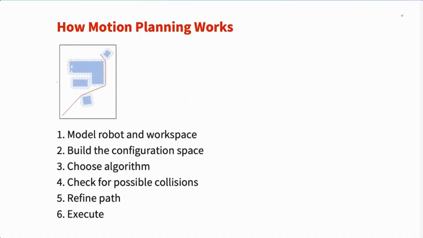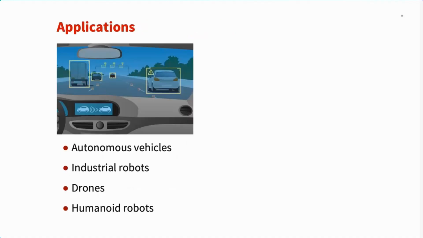Now let's talk about how motion planning works. So first, we need to model the robot and the workspace. From then, we need to build the configuration space, choose an algorithm, check for possible collisions, refine the path, and then execute the path and possibly optimize the path depending on how the plan is executed. So what are some of the applications of motion planning? Motion planning is used in autonomous vehicles, as well as industrial robots, drones, and humanoid robots.